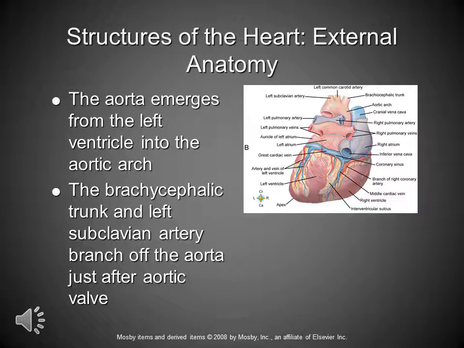The aorta is going to emerge from the left ventricle into the aortic arch. The brachiocephalic trunk and the left subclavian artery branch off the aorta just after the aortic valve. Those are going to take blood towards the head and arms.